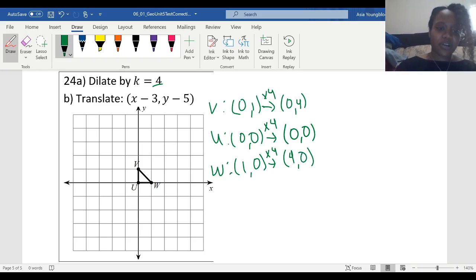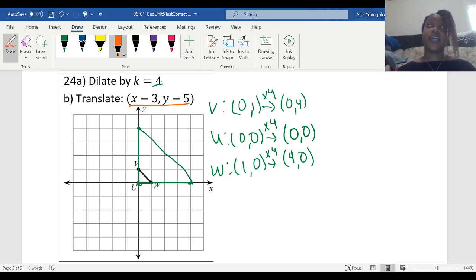So let's plot our new points after our enlargement or our dilation. V is 0, 4. U is actually going to stay the same, and W is 4, 0. So we see we have our triangle, same shape, but it's been scaled up to a different size. The second part of our similarity transformation is a translation. So that means we're going to take this green triangle and shift it. When it says x minus 3, that means we're going left 3 and down 5. That also means we're subtracting 3 from the x value and subtracting 5 from the y value.